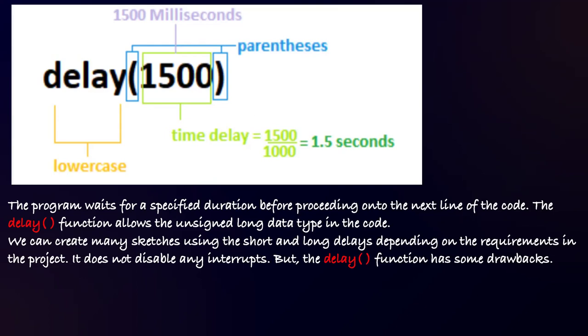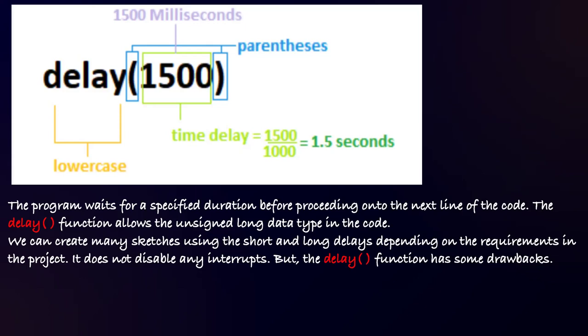Now the program waits for a specified duration before proceeding on to the next line of the code, right? What does that mean? If this duration is given, that means once we write one line of the code, then we write another line of the code. Now in between these two lines, in between these two commands, how much wait time we want to give is what is given by the delay function, right? The delay. Okay. Now, for example, what am I saying?